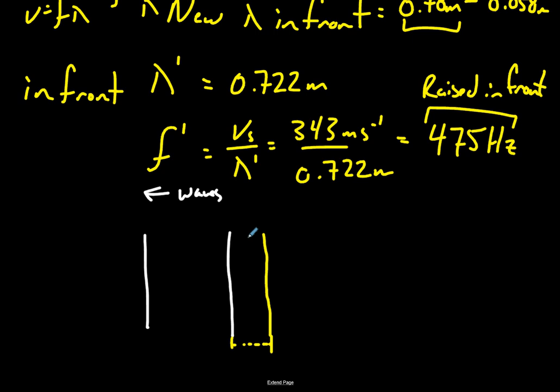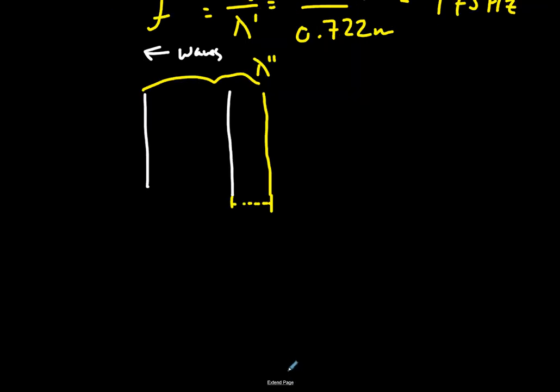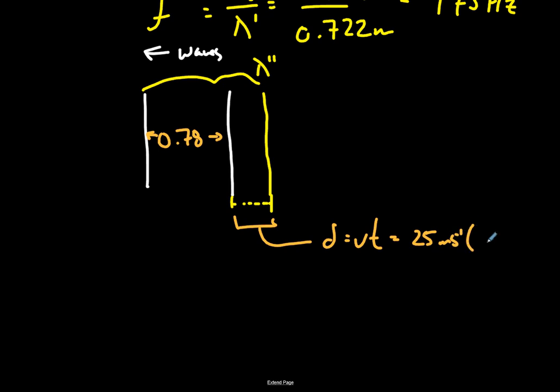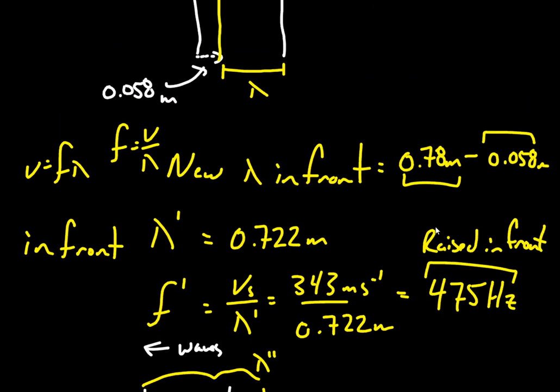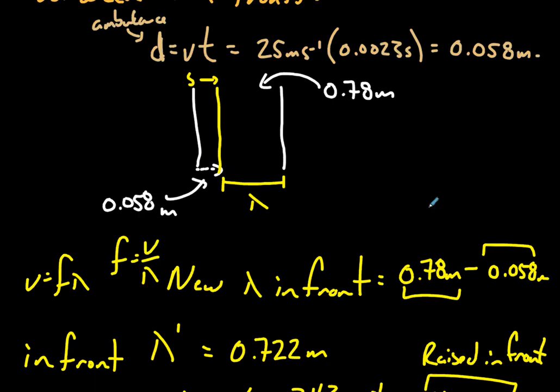So here's the normal wavelength, but now you're moving away. So your new wavelength is actually this. We'll call this double prime to say your new wavelength behind is going to be longer than your actual wavelength. So this is still 0.78, but now you're elongating by this much. So D equals V times T. The distance that you're elongated by is your velocity, 25 meters per second, times the time for one wave, or the period, which is 0.0023 seconds.